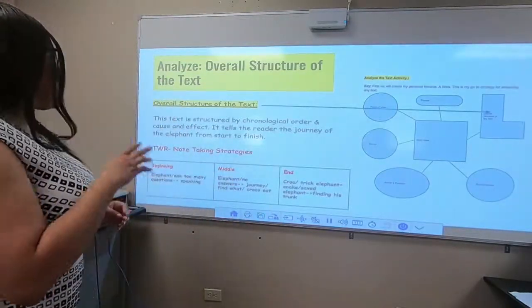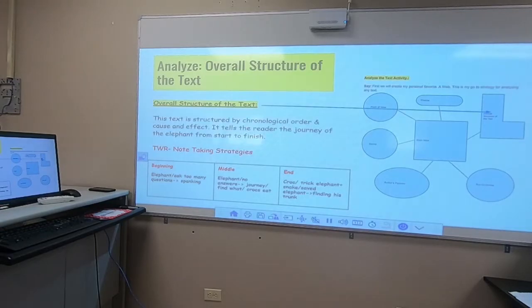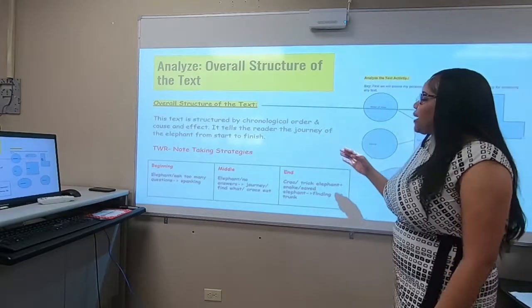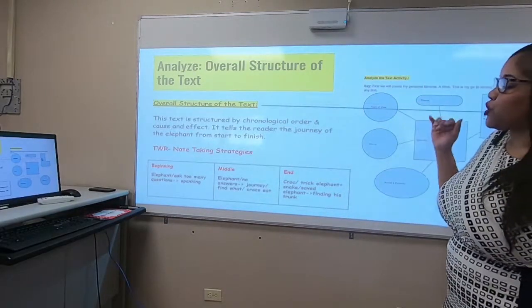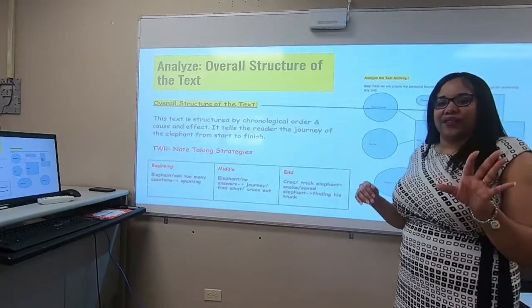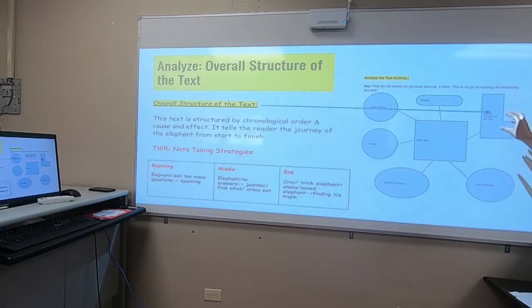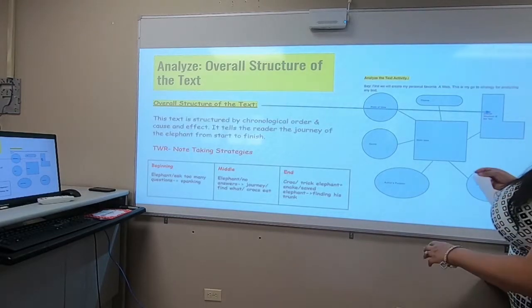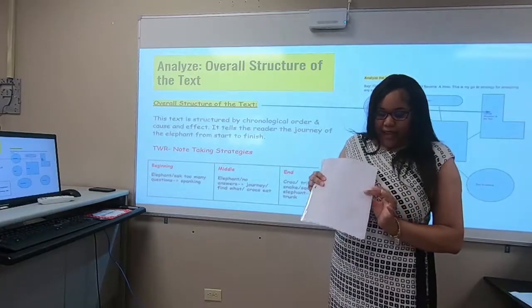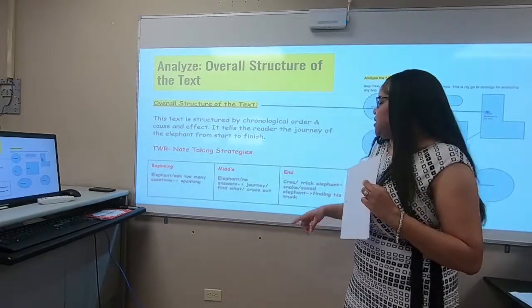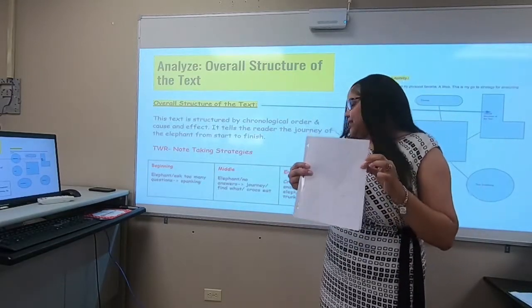All right, and let's look right there at the overall structure of the text. The text is structured by chronological order, okay, and cause and effect. It tells the reader the journey of the elephant from start to finish. It's very important that you learn how to do these, okay? So let's see. For chronological order, it's sort of like a staircase, which is here on our bubble. At the bottom, I usually put what happens at the beginning because that's the base. The elephant asks too many questions. In the middle, the elephant gets no answers.